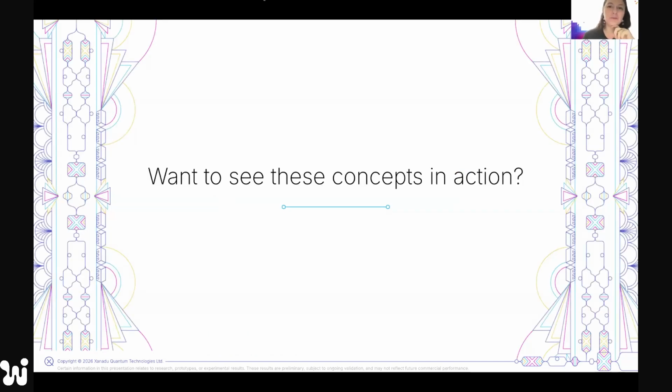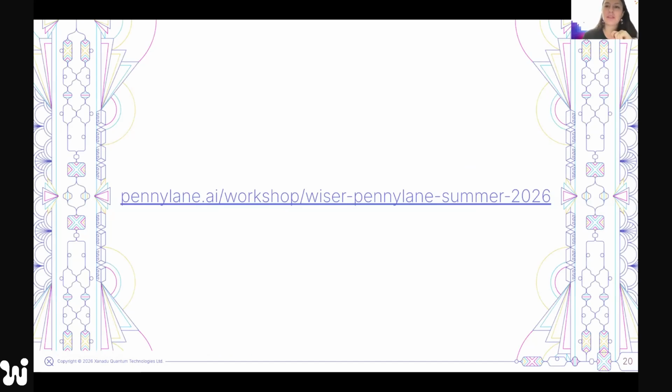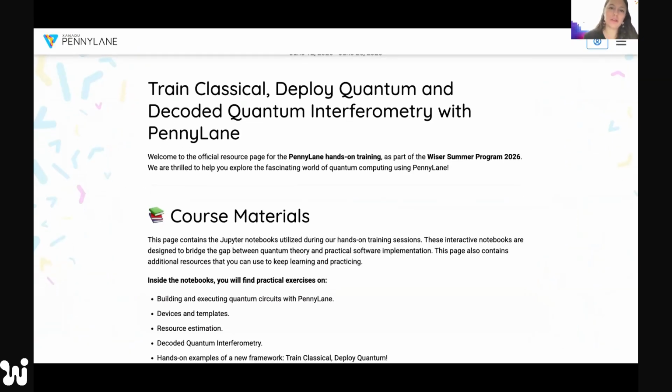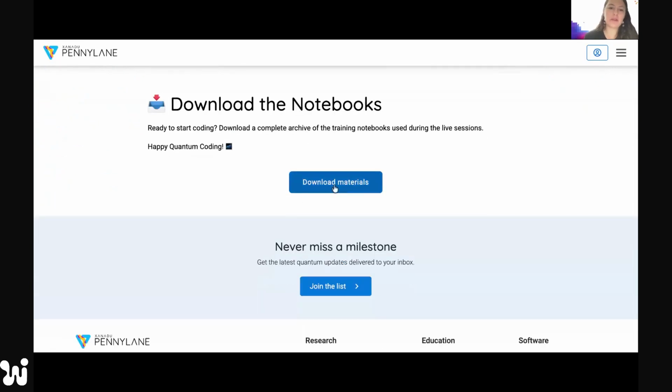So let's see this in action. For that, you can use this website. I'm going to share it in the live chat in the Discord. All you need is a PennyLane account, but it's free. It contains a few notebooks, including one that says DQI. I'll give you a second to get to the notebook. You should get to a page that looks like this, and at the bottom it says download materials, where you'll find the DQI tutorial.